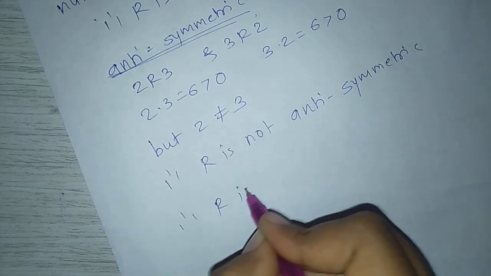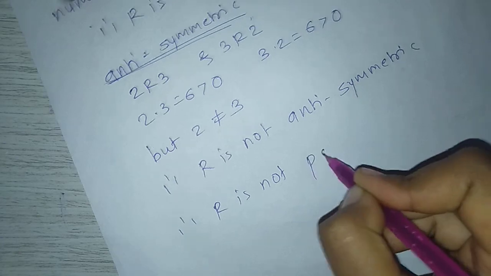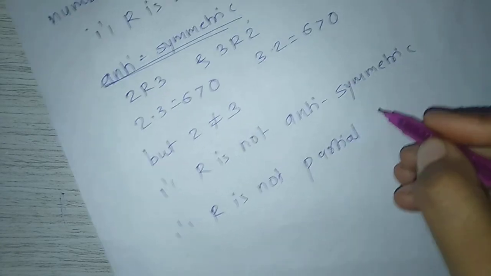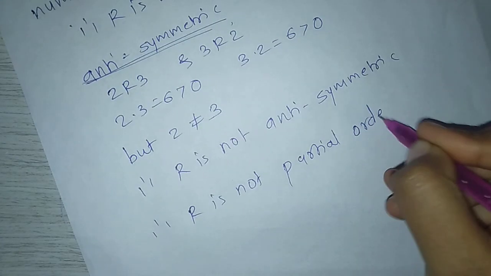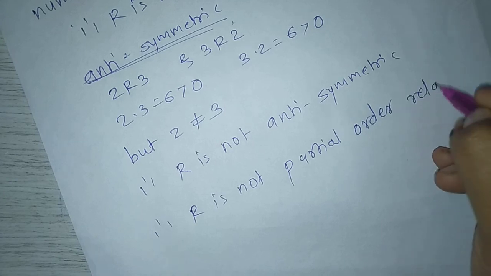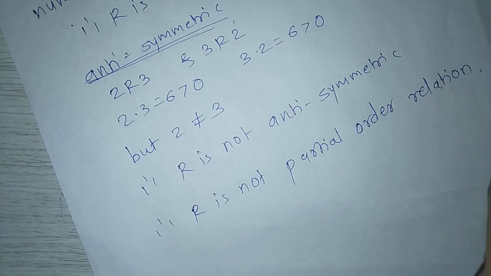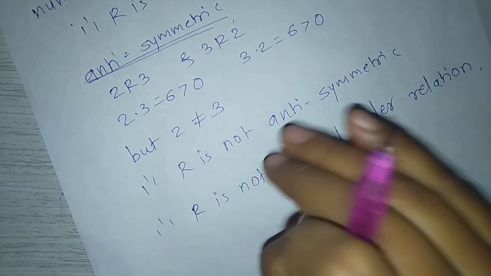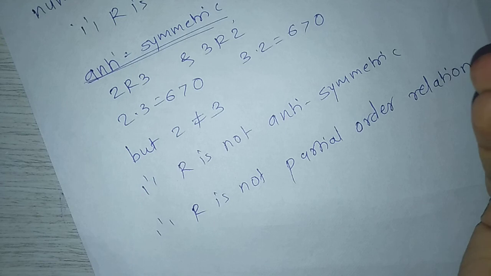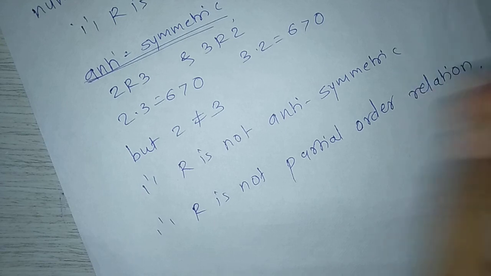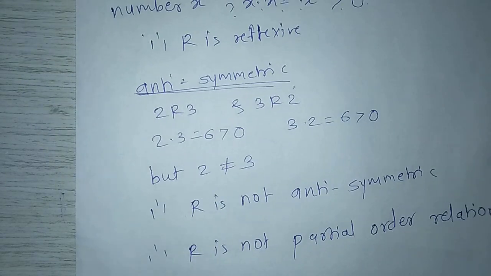Therefore, R is not a partial order relation. For a partial order relation, R must be reflexive, antisymmetric and transitive. But here we get R is not antisymmetric, so R is not a partial order relation. Here we stop.